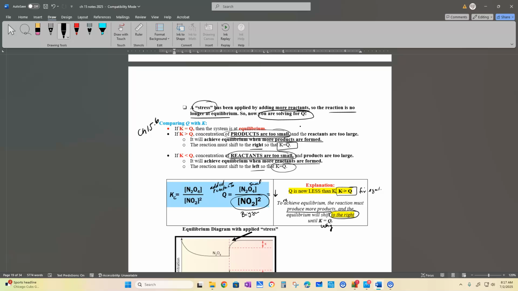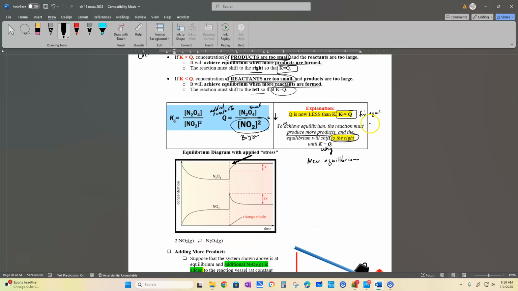Okay, so I got to form more products. So that way I got to shift my equilibrium to the right. And by shifting to the right, I'm going to get my K to equal my Q. Okay, so remember, I'm going to have a new equilibrium. So what does that look like by adding that stress to the curve? Okay, so remember, we added some NO2.